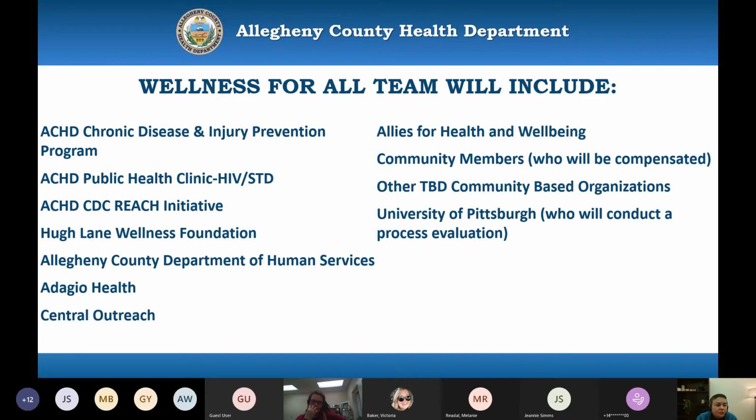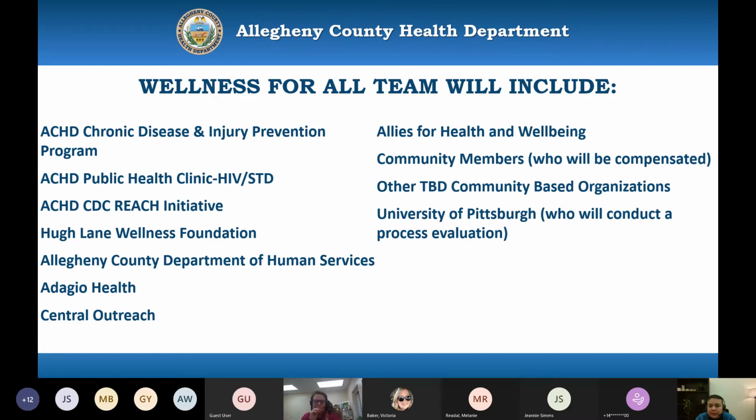And then quickly too, just wanted to provide a list of some of the partners that we intend to work with on this. So of course, we'll have a few health department programs involved and part of the leadership team. So definitely from our chronic disease and injury prevention program, as a lot of these health disparities definitely relate to chronic disease. We will also work closely with our public health clinic and HIV and STD program. And we'll also work with the REACH initiative very closely as well.